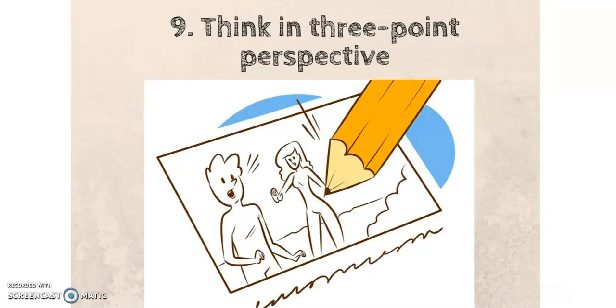And after that, it's time for the fine tuning, where you have to think in 3-point perspective. Whenever you're drawing the storyboard, you have to think of the different perspective from every person in the storyboard. For example, the one who is standing further from the camera may look smaller, and the one who is standing closer to the camera may look bigger.